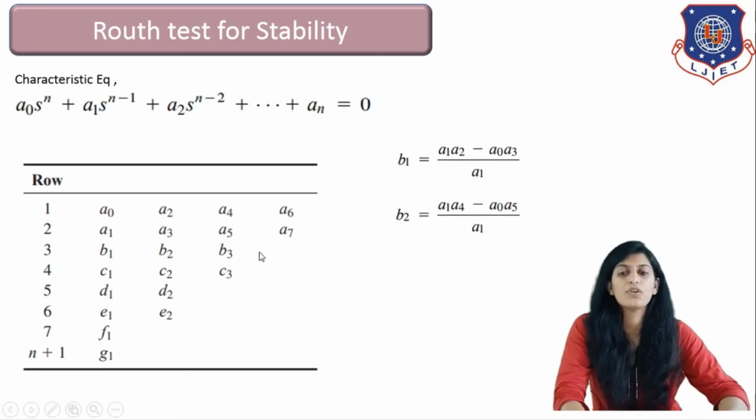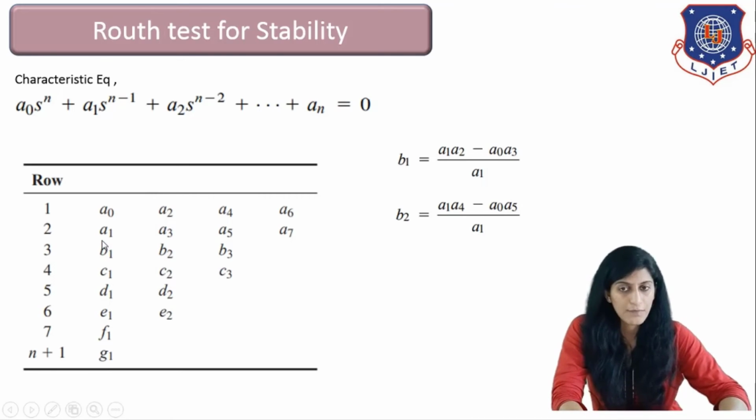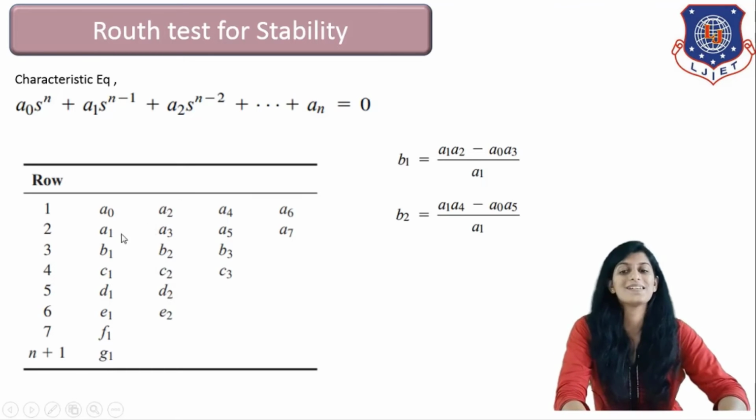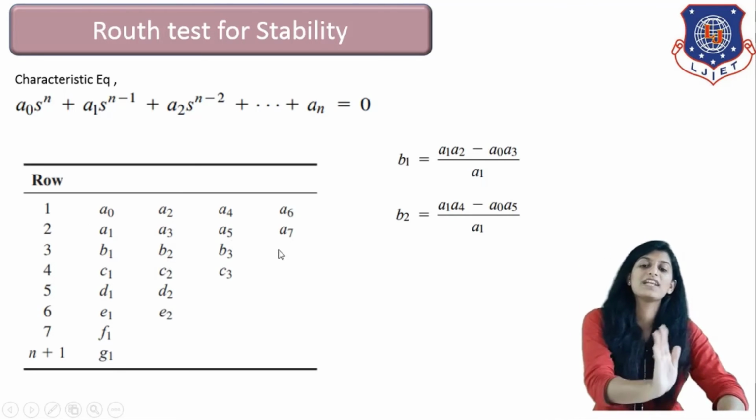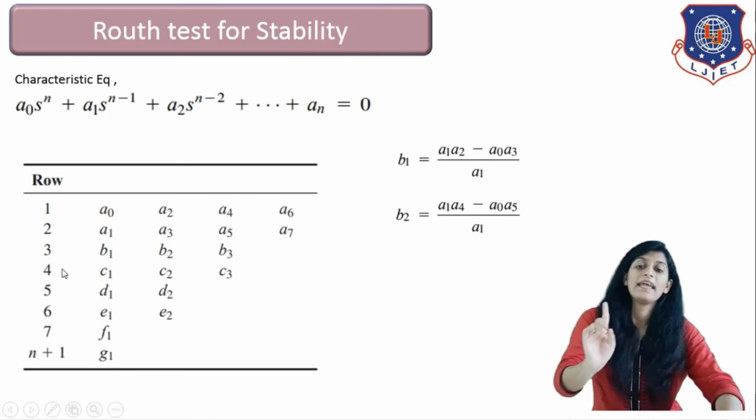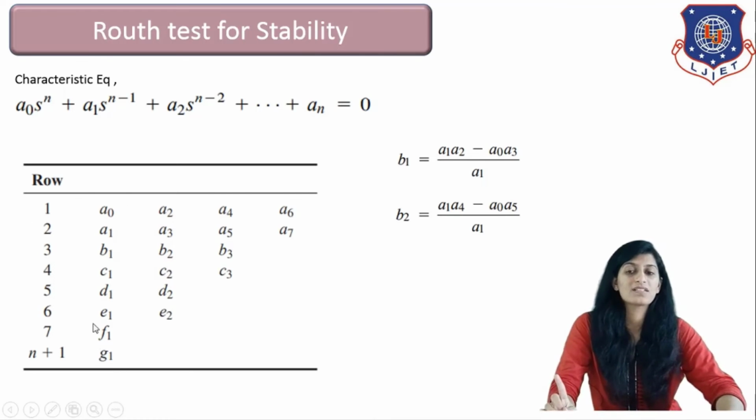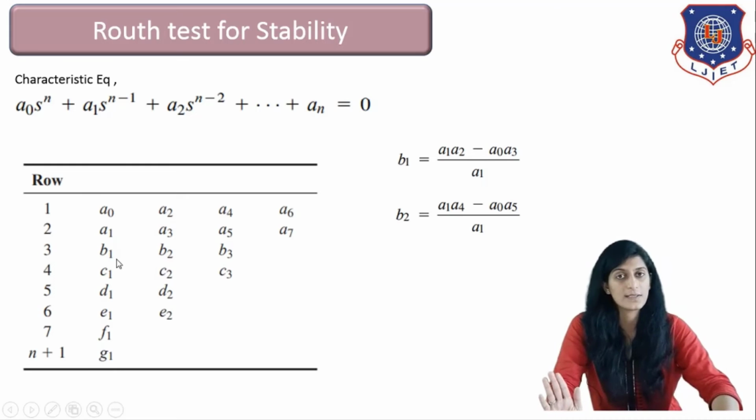Then for B2, just hide this term and go for A1, A4. If you are calculating B2, there is no need to take the A3 and A2 terms; just take A1 into A4 minus A5 into A0, upon A1. For all the values B2, B3, B4, B5, A1 and this first column will remain constant.